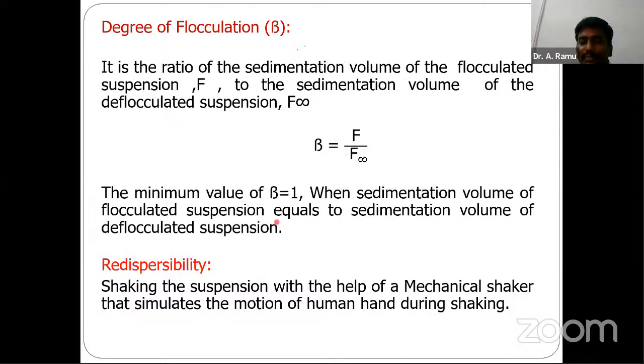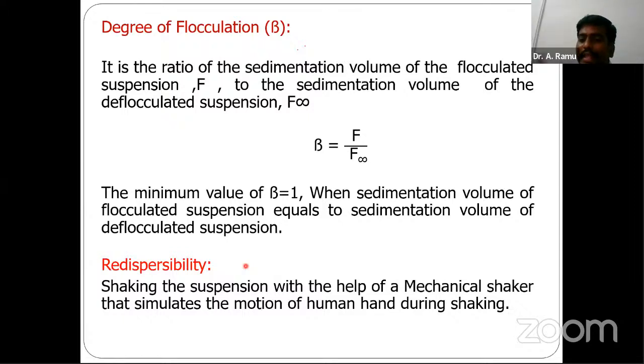And next one is redispersibility. The formation of sediment cannot be removed from a suspension. Of course, even if you formulate the suspension by taking all the precautions to reduce the settling of the particles, in every suspension that is formulated, there are chances for settling of the particles. Even if the particles settle, they should be easy to redisperse upon moderate shaking. Therefore, to see whether the settled particles distribute uniformly through moderate shaking, we have to perform the redispersibility test. How to perform the redispersibility test?